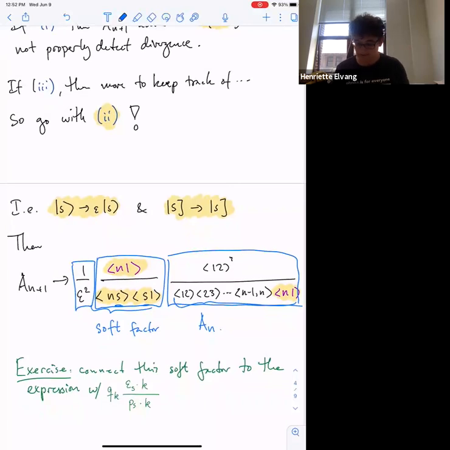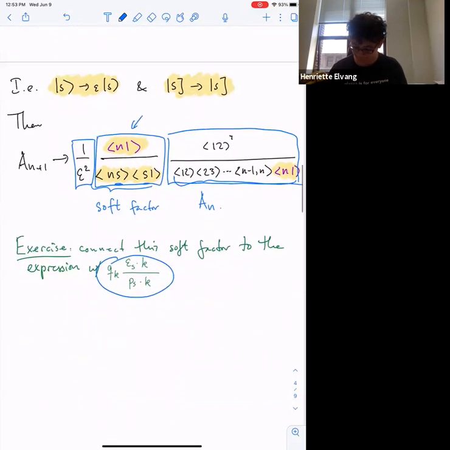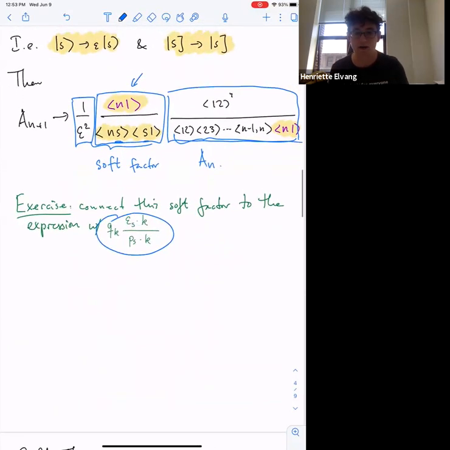So by the way, a little exercise for you guys to do if you want to get your hands dirty, which you really should, is to connect this soft factor that I wrote here to the expression that I gave you for photons, which is also valid for gluons, and try to make the connection between this and that expression. It requires a little calculation and some of the techniques you saw last time. Okay, questions, comments? Please interrupt at any time.